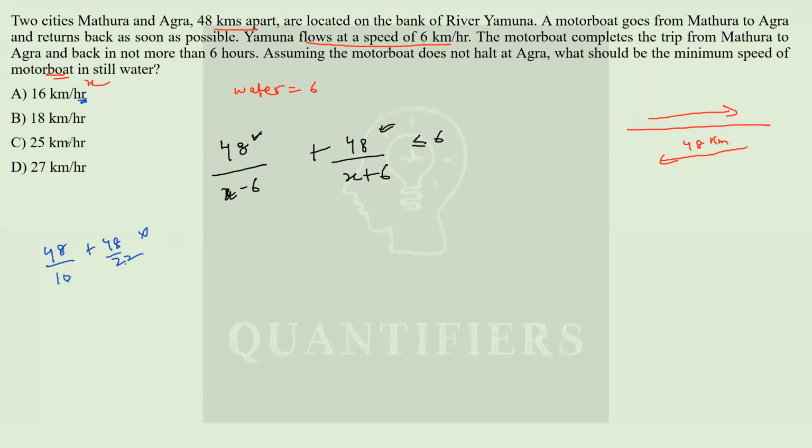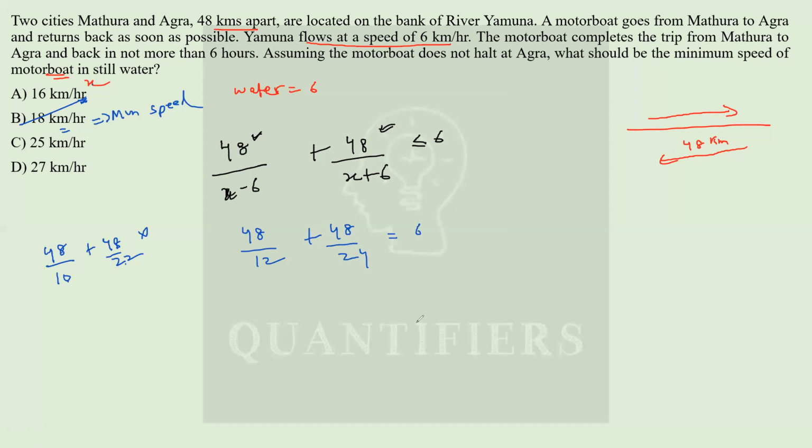So now if I put x is equal to 18, I'll get 48 by 18 minus 6, which is 12, and 18 plus 6 is 24. Now students, in this case, if you see, we are getting exactly 6 hours. That means when his speed is 18, then time taken is 6 hours. So if his speed is more than 18, then he will take less than 6 hours. So that means 18 has to be the minimum speed. So option 2 is the correct answer, right?